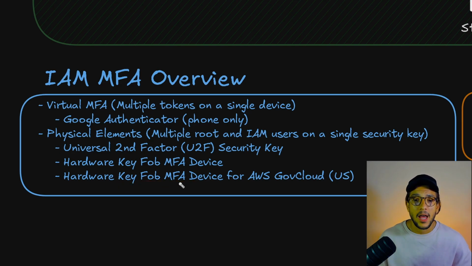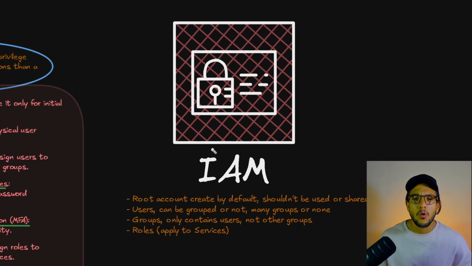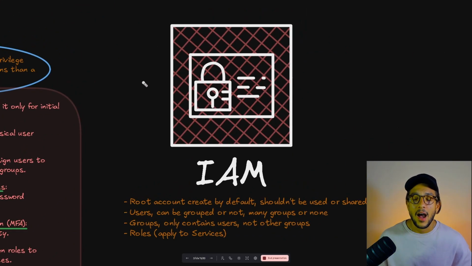When it comes to accessing AWS, users have three main methods: the AWS Management Console using a password plus MFA, the AWS Command Line Interface, CLI, using access keys, and lastly, the AWS Software Development Kit, SDK, also using access keys for code integration. One crucial concept to understand is IAM roles.